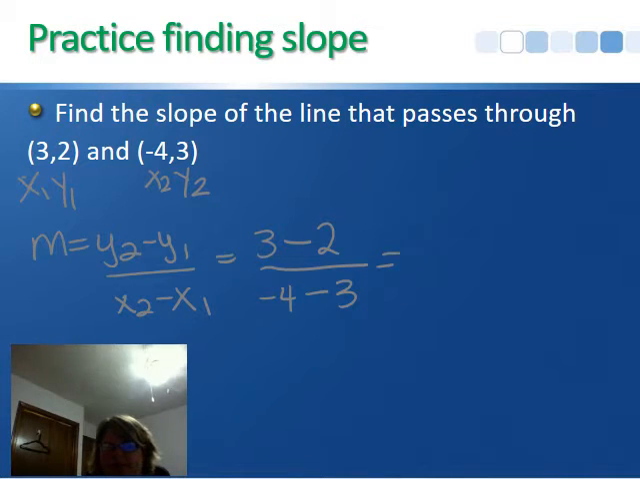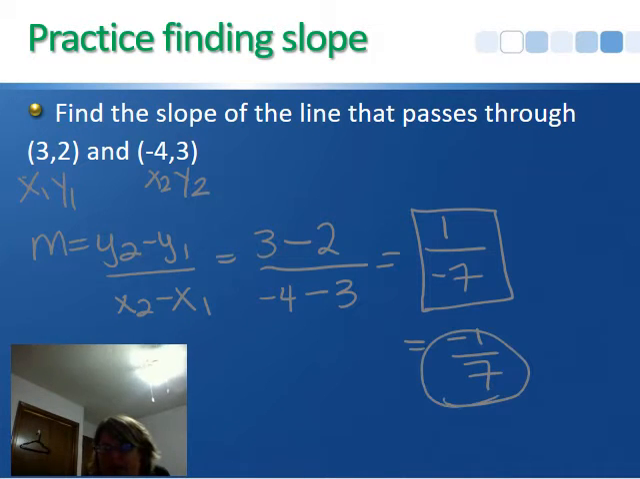Right? Subtract 3 minus 2 is 1. Negative 4 minus 3 is negative 7. And our slope is 1 over negative 7. I shouldn't write it like that. I should write it as negative 1/7. So this one was bad because I left a negative in the denominator. So make sure that you rewrite it so that you have the negative in the numerator. All right, next.